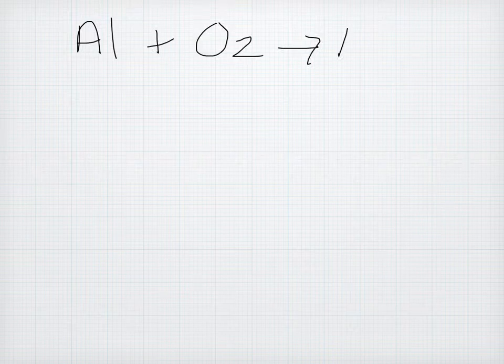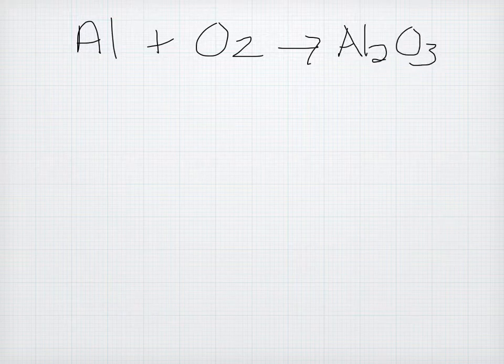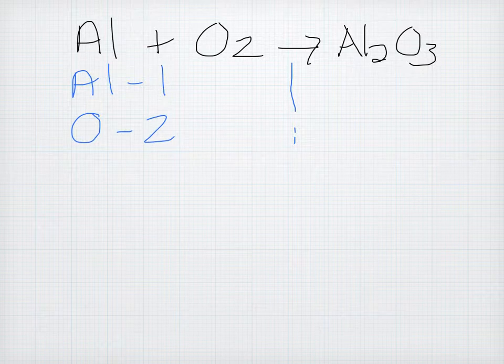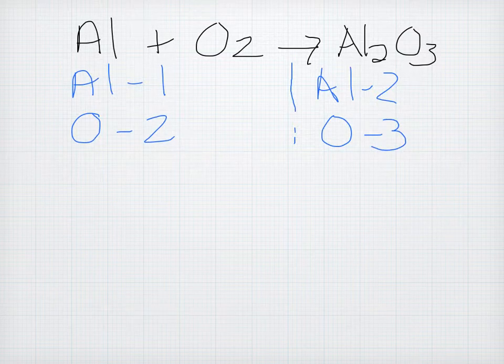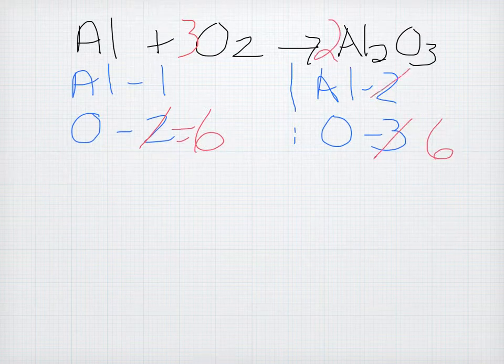So let's do another one. Okay, so let's balance what we have. So Al, I've got 1 and 2. And O's, I've got 2s and 3s. 2s and 3s always make 6. Now I need to balance my aluminum by putting a 4 up front. And I'm balanced.